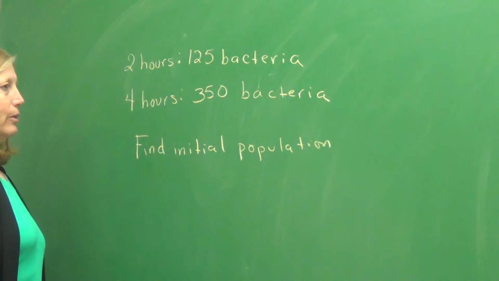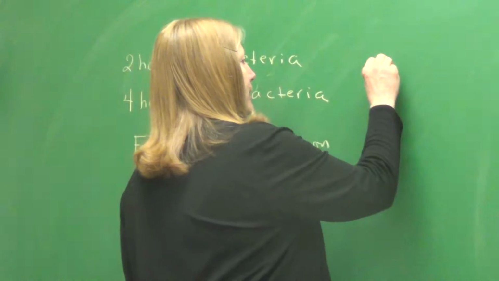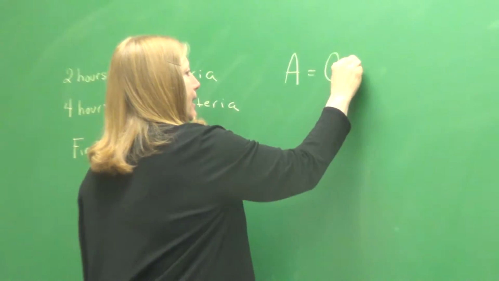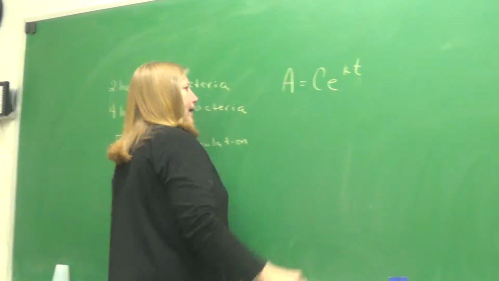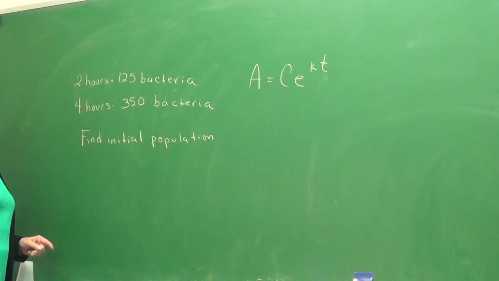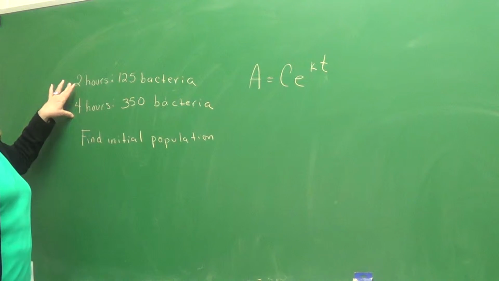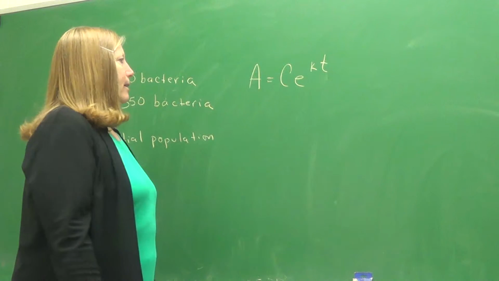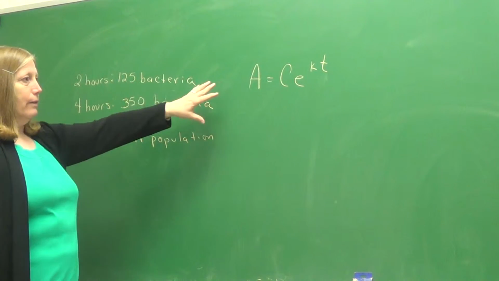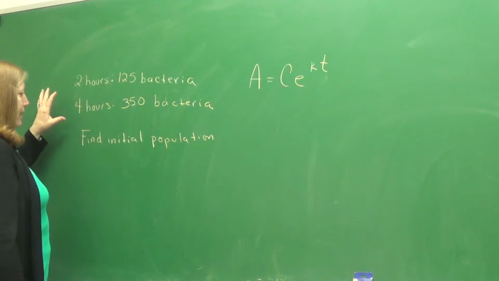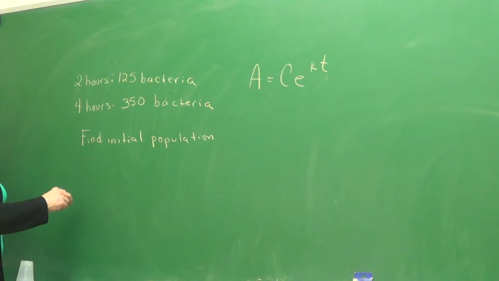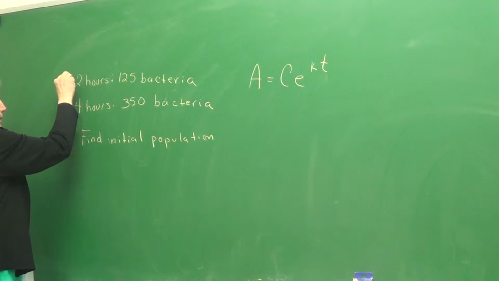So we know how to use our equation for, say, the population, or we'll say the amount equals C e to the kt. But we aren't given k, and we aren't given the initial population, but we are given the amount at 2 different times. So I'd like you to fill in the 2-hour information into the formula and see what comes out, and then the 4-hour information into the formula. So Bailey, what's it look like when I start with this information?